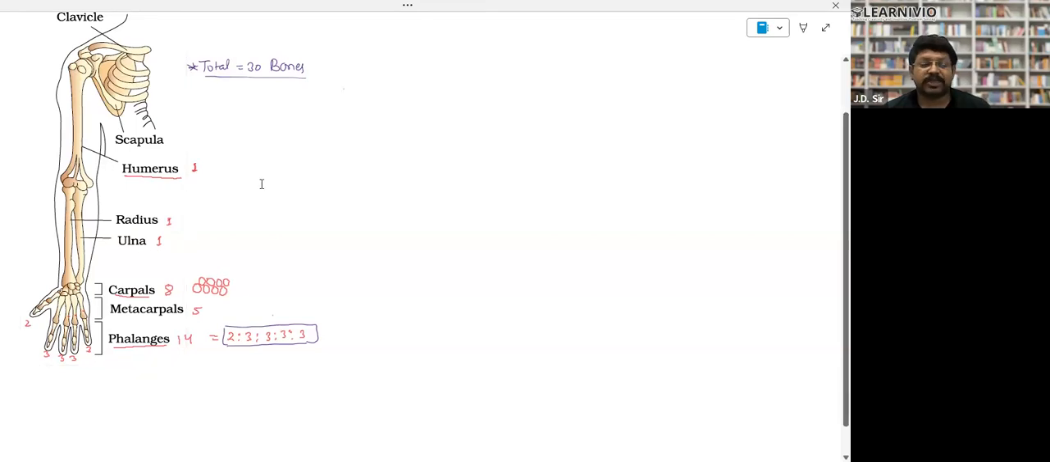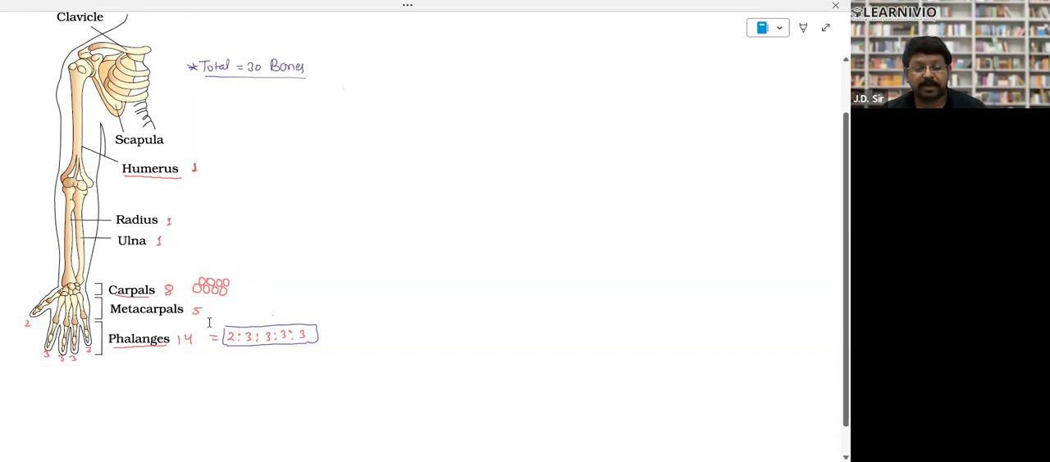Now our wrist is made up of ball-like structures, right? These ball-like structures are arranged in 2 rows, 4 and 4. They are called carpals. So the carpals are our wrist part, right? And it is made up of two rows of 4 and 4.